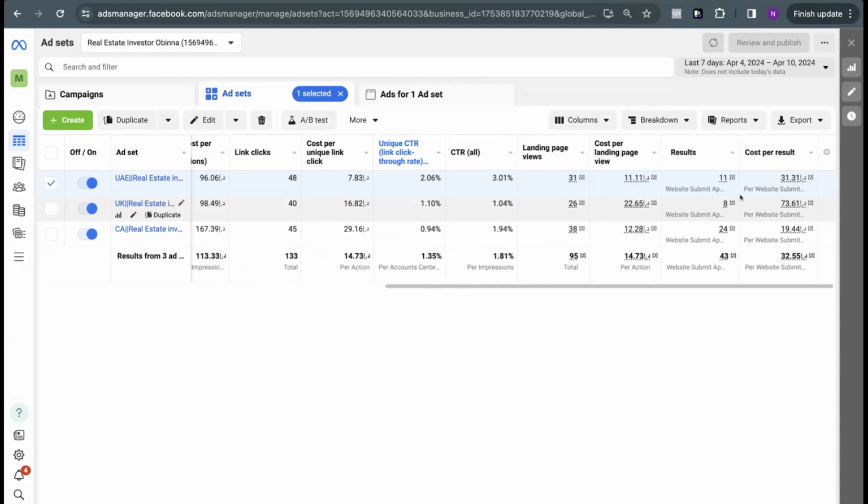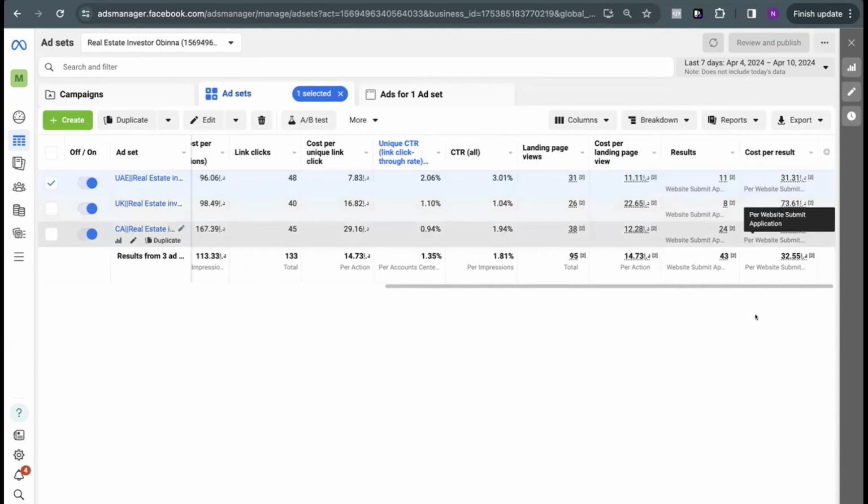Then you can see the final cost per result is about 31 dirhams. It's almost $9, basically $9 per lead, which is really good. So these metrics overall are not bad at all. And I think this is what you need to aim for.